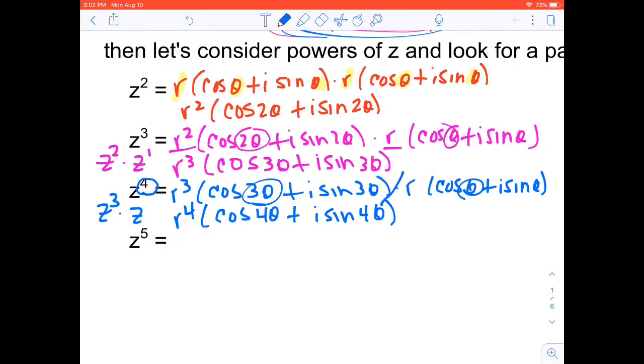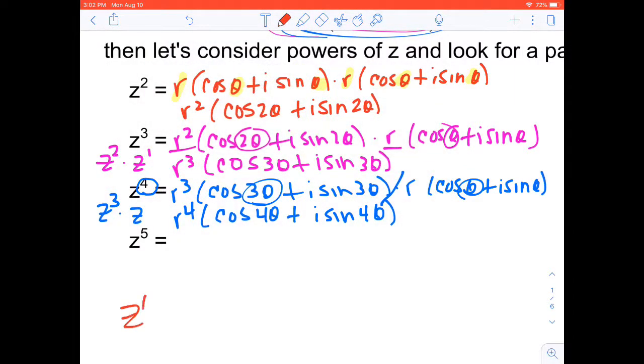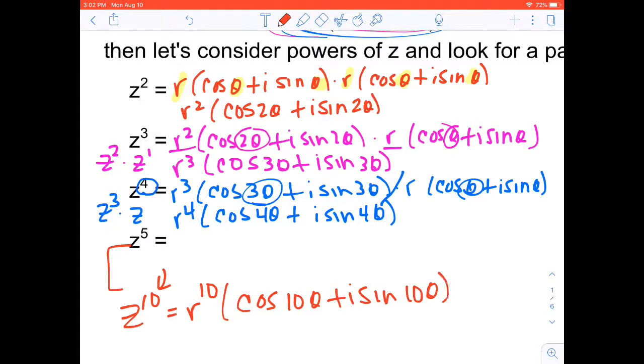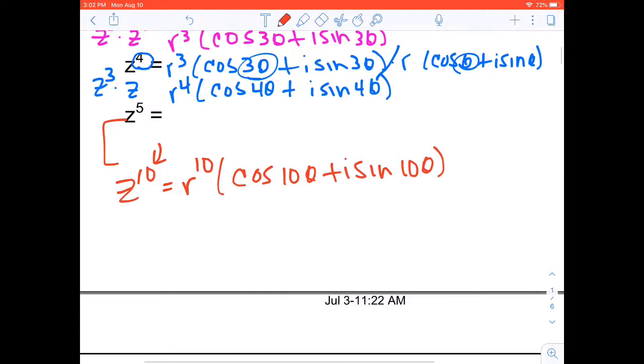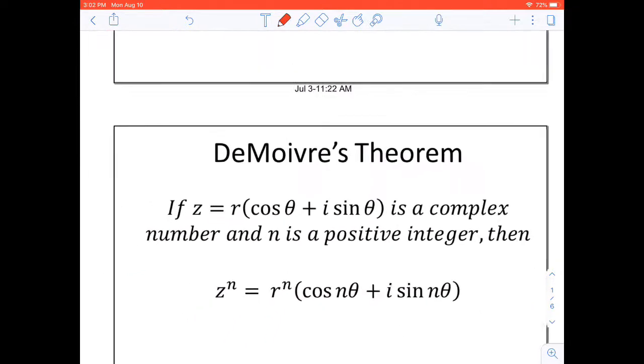If I asked you, well, what is z to the 10th? Do we really want to go through all of those iterations? Well, let's look at the pattern. We could say it's going to be the modulus to that power, and then the argument times the power. And friends, that is essentially DeMoivre's theorem. So again, we didn't prove it. We looked at it via a pattern. So we have DeMoivre's theorem.